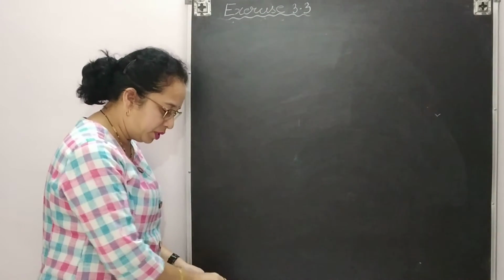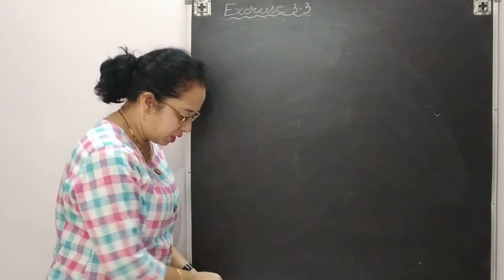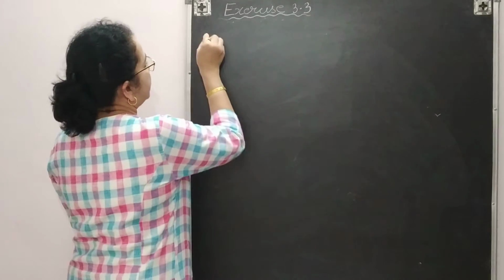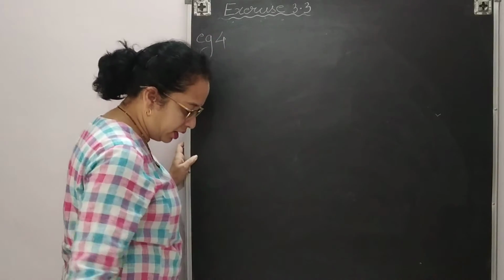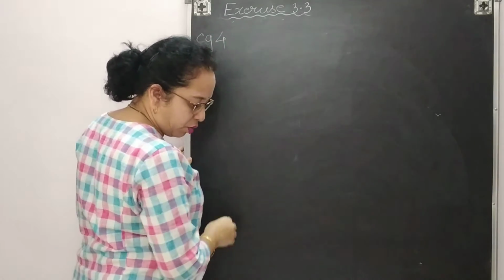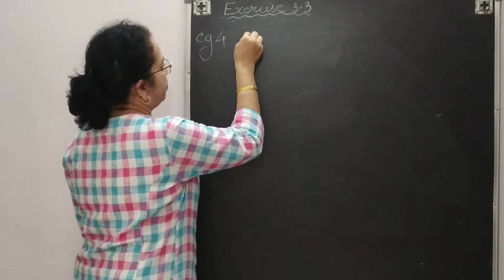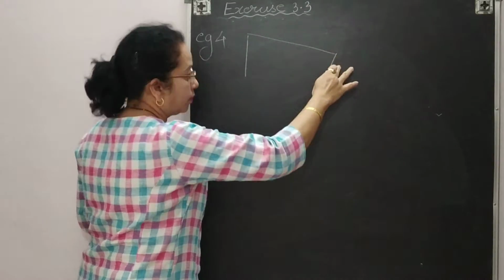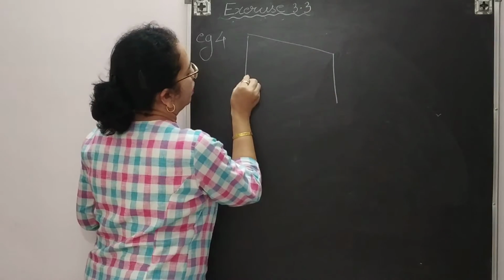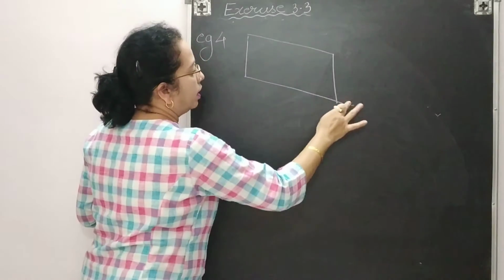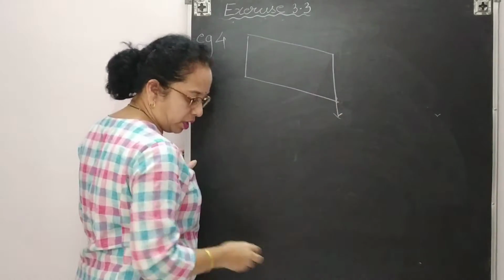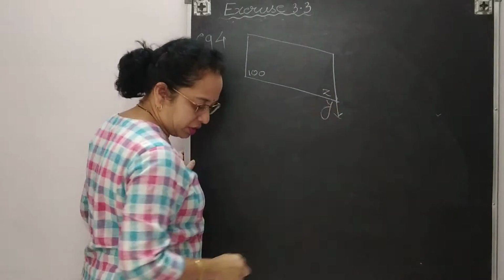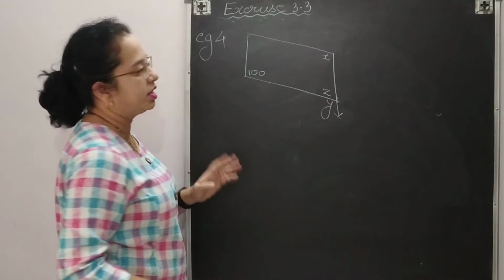So let me see the example sums. Yeah. Here is example number 4 from your NCERT book. So again, one parallelogram is given. So we will draw one parallelogram here. And this ray is extended. Okay. This is 100 degrees. This is given z. This is small y and x. You need to find out x, y and z.